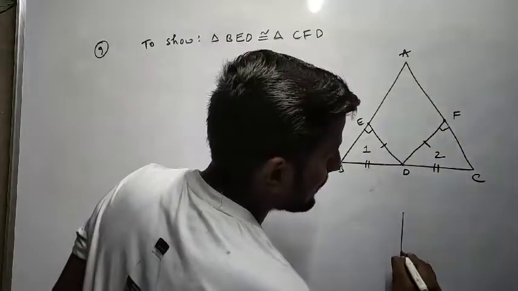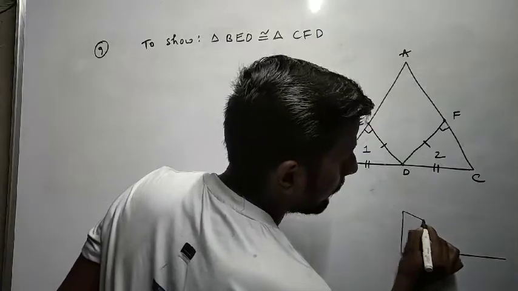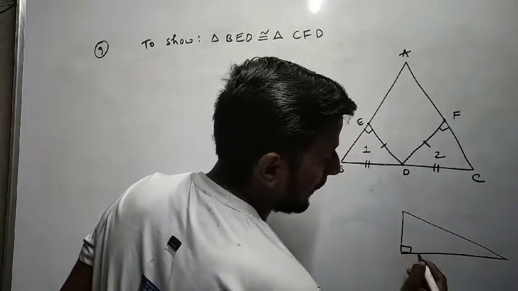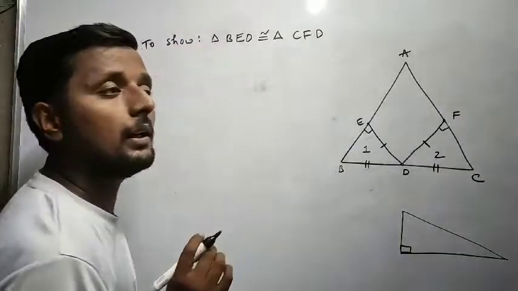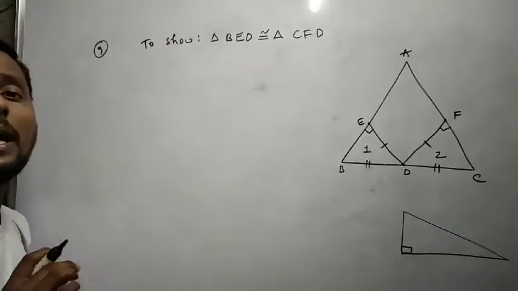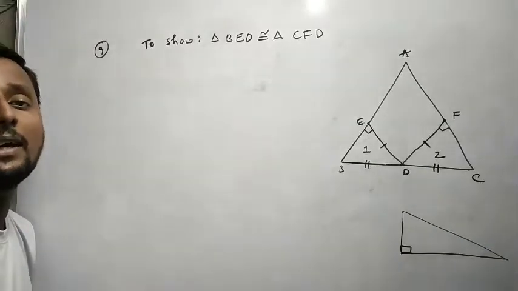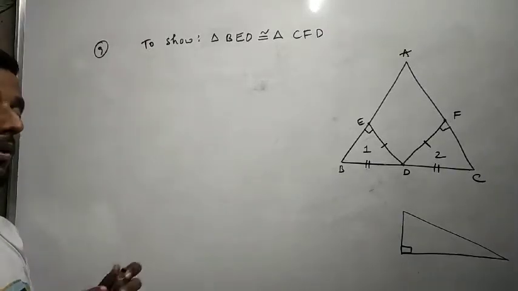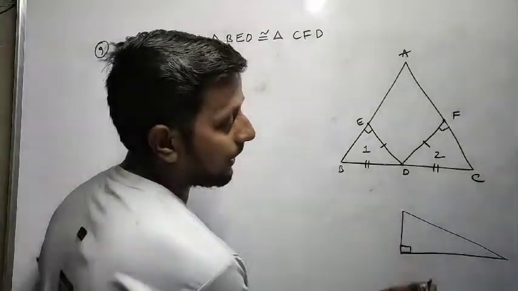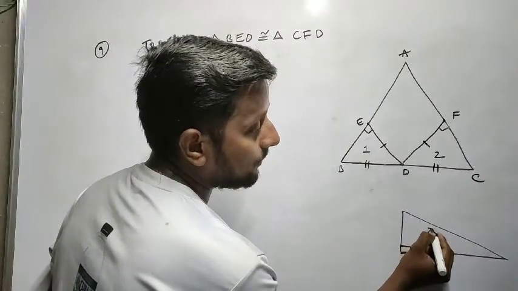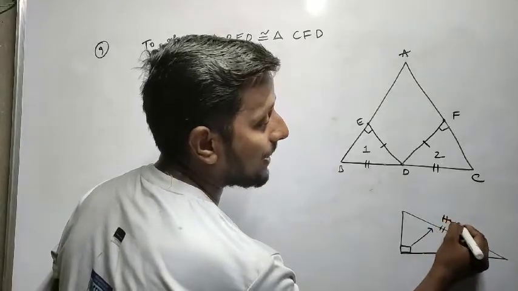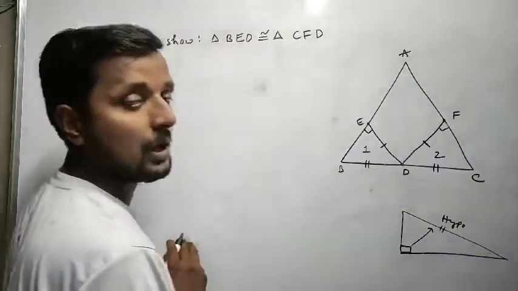Before that, I'll draw the basic information. This is a right angle symbol, am I right? If one of the angles of a triangle is a right angle, then the triangle can be called a right angled triangle. The side which is opposite to the right angle is called the hypotenuse.